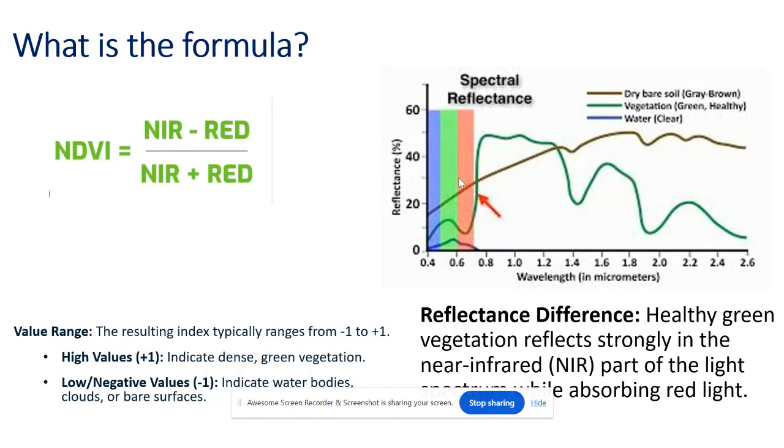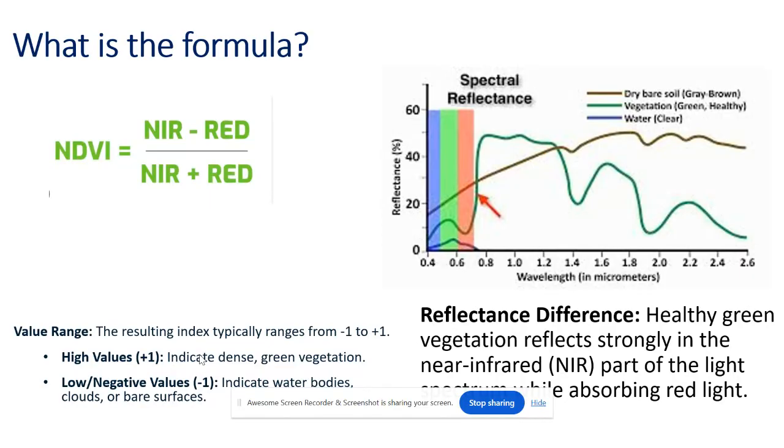If the vegetation is not healthy, the reflectance in NIR will be lower than in these graphs, and the range of these indices is from -1 to 1. The high value indicates dense vegetation or green vegetation, and the lowest value of these indices indicates water bodies, cloud, or bare surfaces.